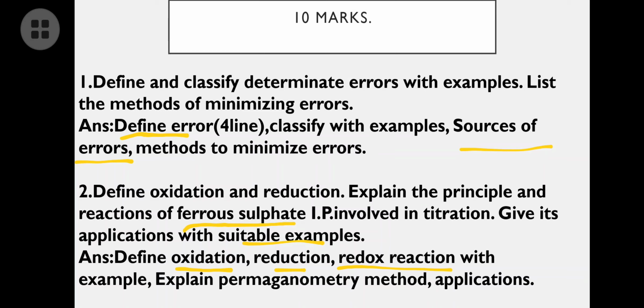You have to give an example and write the types of redox titration: permanganometry, dichrometry, cerimetry, iodometry, iodimetry. You have to write all this down. After that, you have to explain the permanganometry method with applications. Then you will get very good marks.